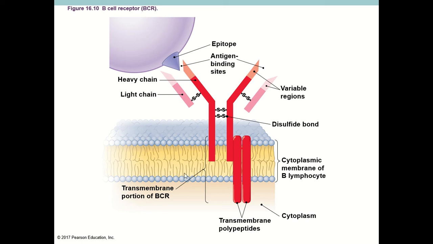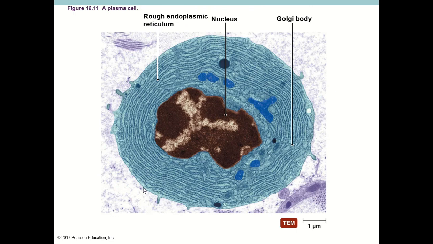Again, we're looking at a B cell here with its B cell receptor, or BCR, and the antibodies that it's producing. This Y-shaped structure right here is an antibody. Here's another look at a B cell, also known as a plasma cell, using a transmission electron microscope. So this is not an animation. This is an actual cell by electron microscope view.